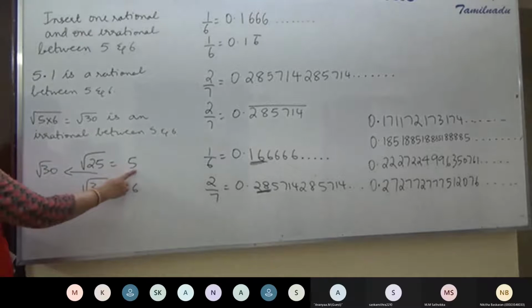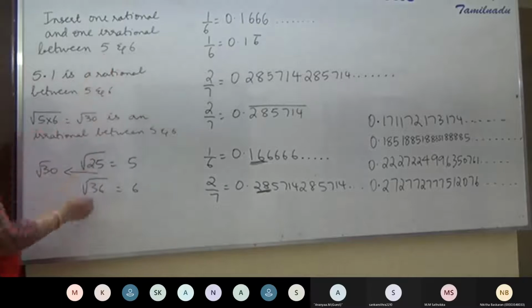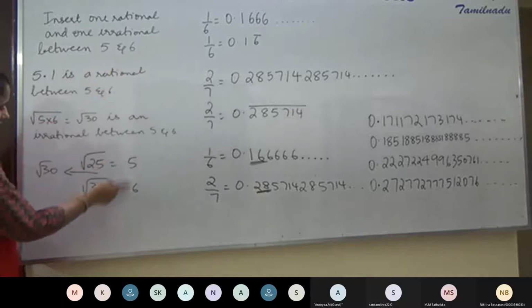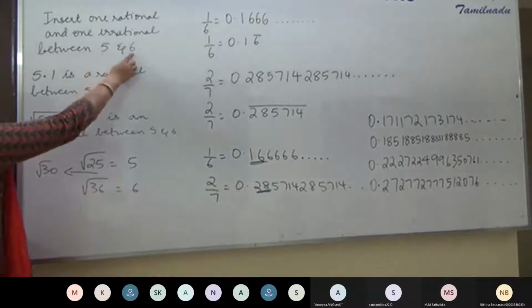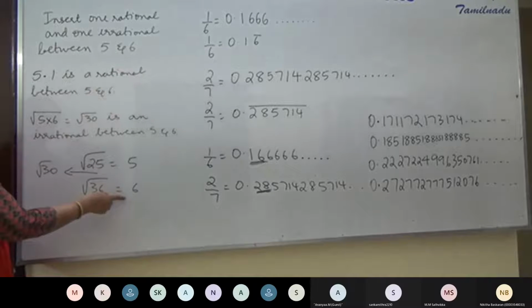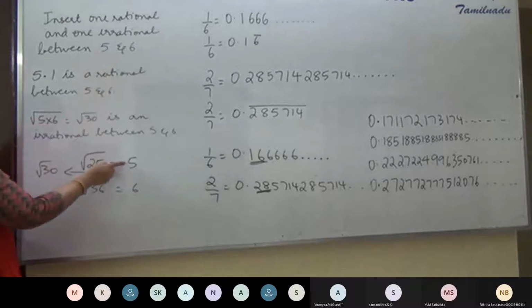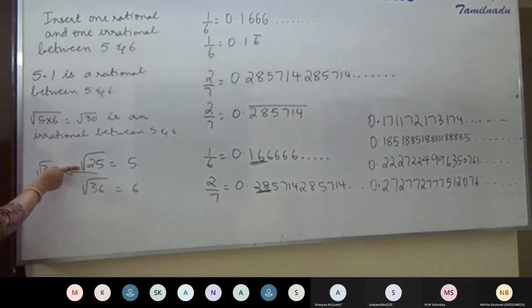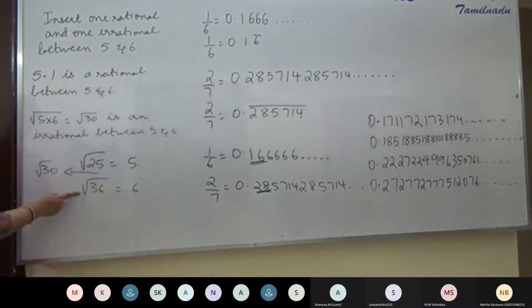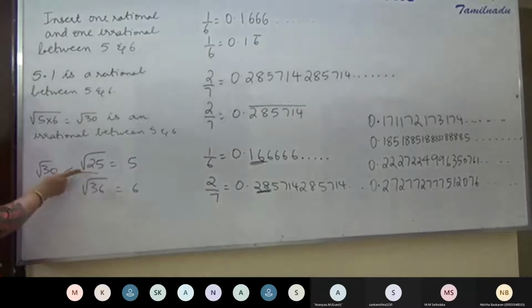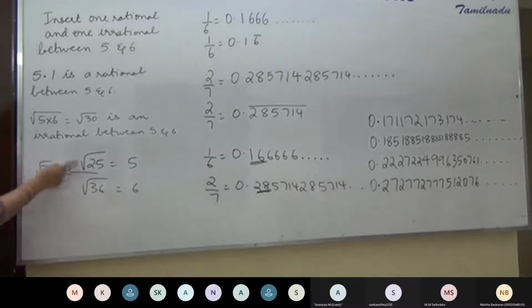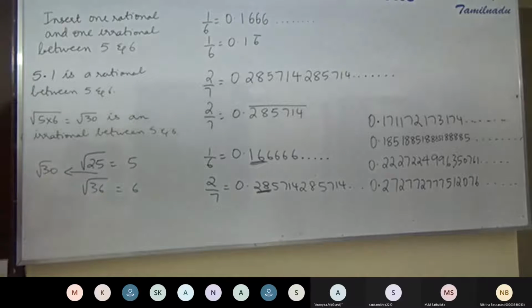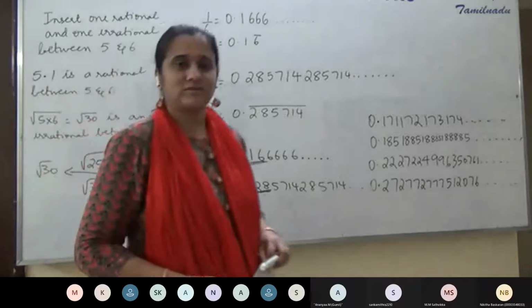Square root of 25 is 5. Why am I taking these two numbers? Because 5 and 6. So 5 is square root of 25 and 6 is square root of 36. 5 can be written as square root of 25, and 6 can be written as square root of 36. So that means between these two, you have to insert square root of 30, square root of 31, square root of 32. That's all.